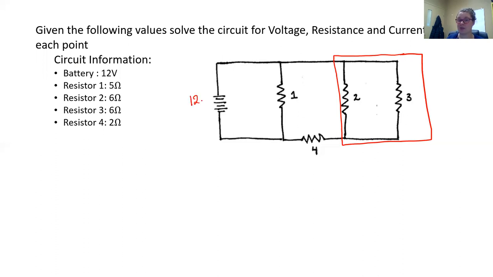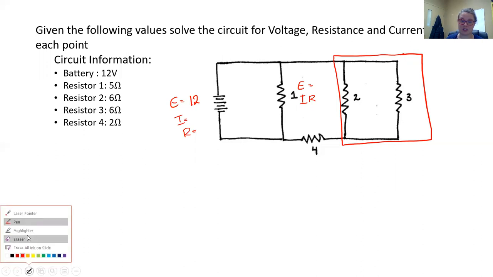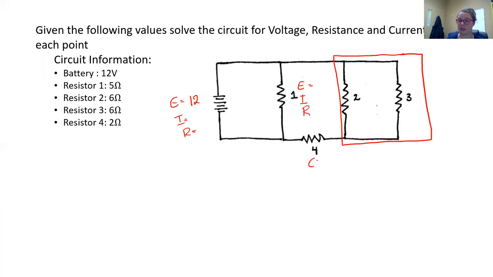But first, you know me, I put my variables in. So we have E, I, and R at each spot. E, I, R. Resistor 3 is 6 ohms. Resistor 2 is 6 ohms. Resistor 1 is 5 ohms, and resistor 4 is 2 ohms.